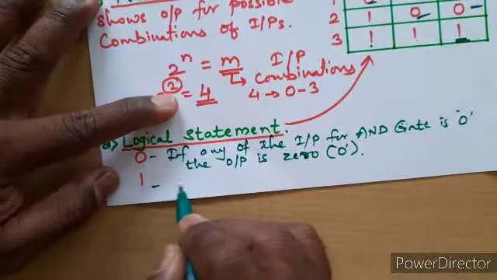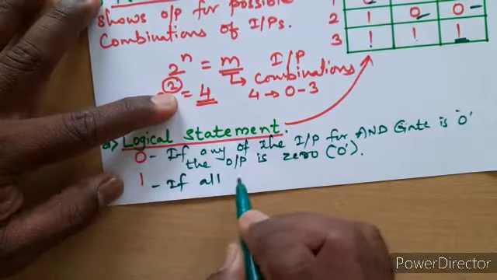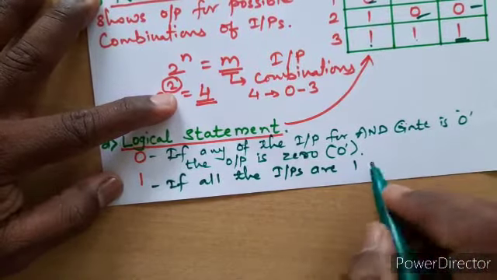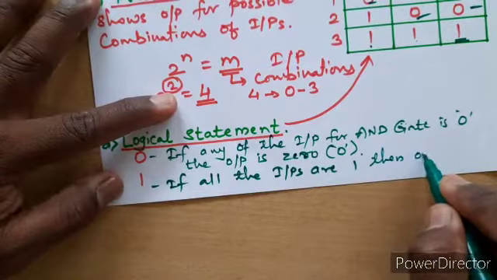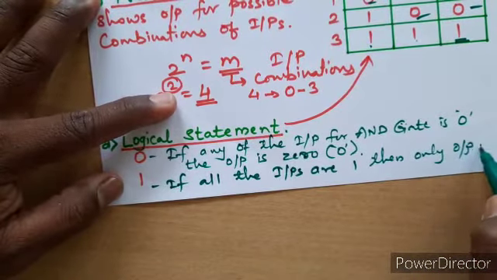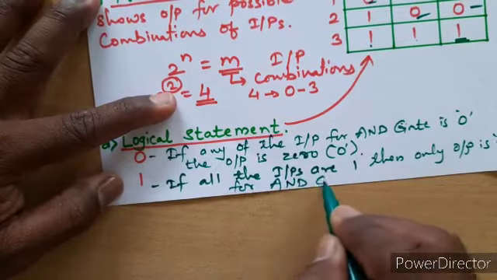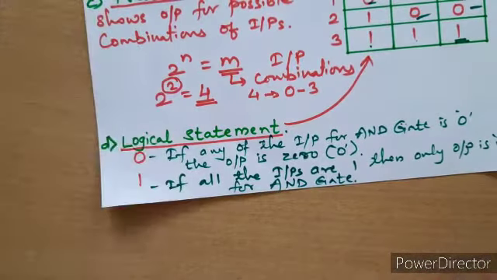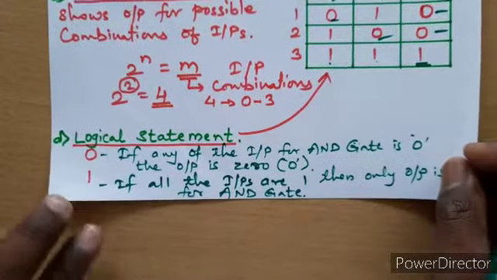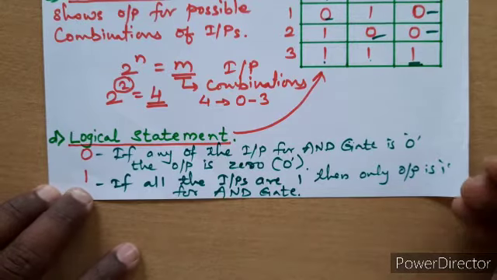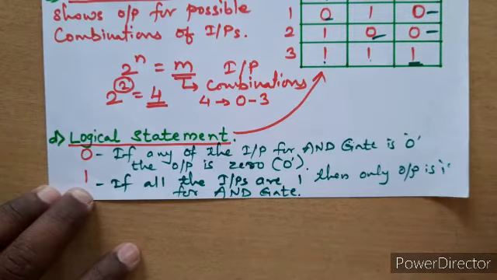Now, if all the inputs are 1, then only the output is 1 for an AND gate. In competitive exams, this statement is given and you need to identify which gate belongs to this statement. Right. So I hope this is clear.